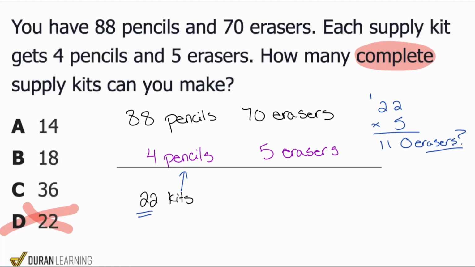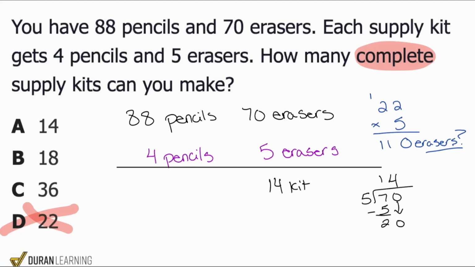Instead, let me hop over on this side and do some math over there. So let me erase this. Goodbye. And then let me ask myself, how many times does 5 go into 70, everybody? How many times can that happen? A little bit of long division, right? Okay. 5 goes into 70. 5 goes into 7 once. 2 left over. 5 into 20. That's 14. So boom. We have 14 kits that we can make. And over here earlier, we said that was 22 kits. But here's the thing, everybody.